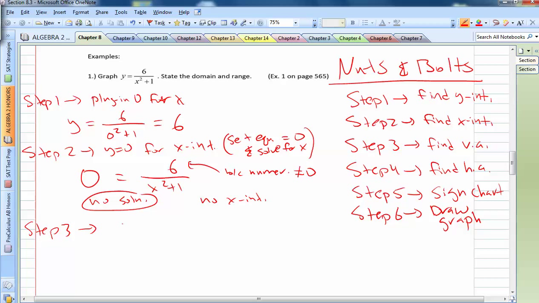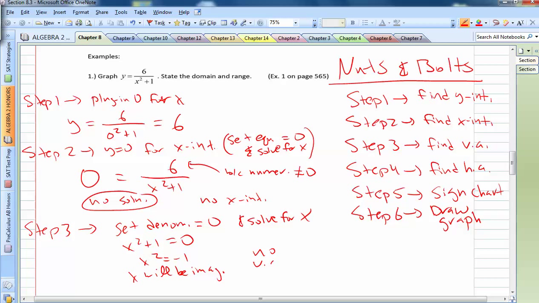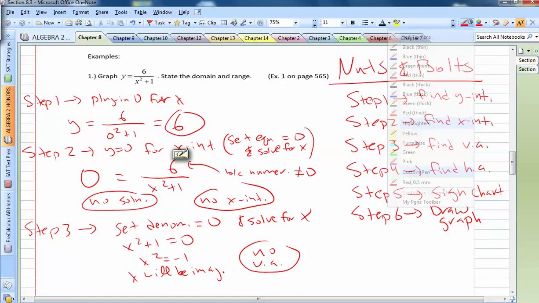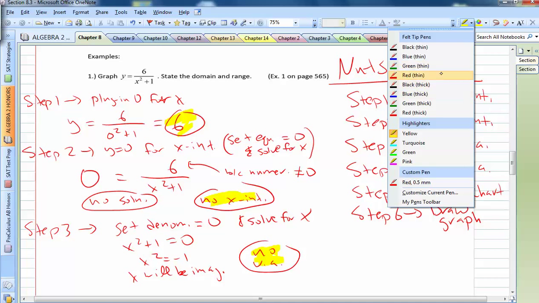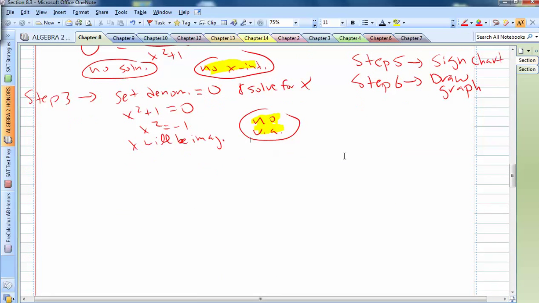Step 3. So you want to set the denominator equal to 0 and solve for x. So if we do that, you get x squared equals negative 1. x will be imaginary. So in this case, there's no vertical asymptote, no x-intercepts, and again, our y-intercept is 6. Okay, so we're halfway there. Step 4 is going to be a bit tricky.